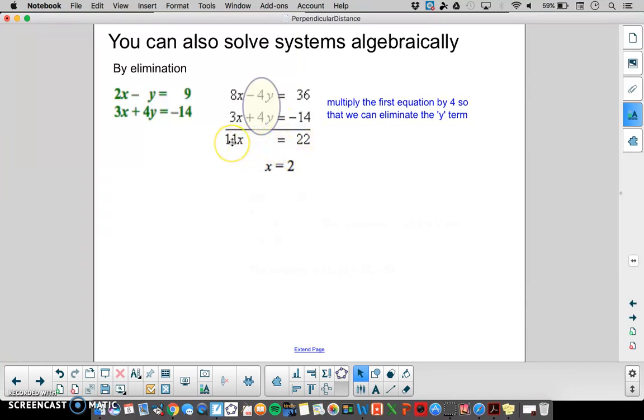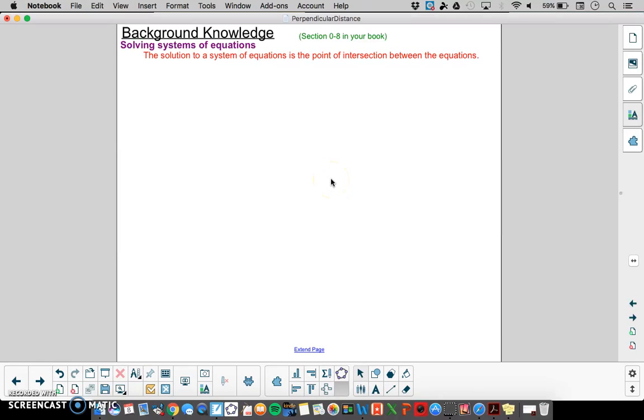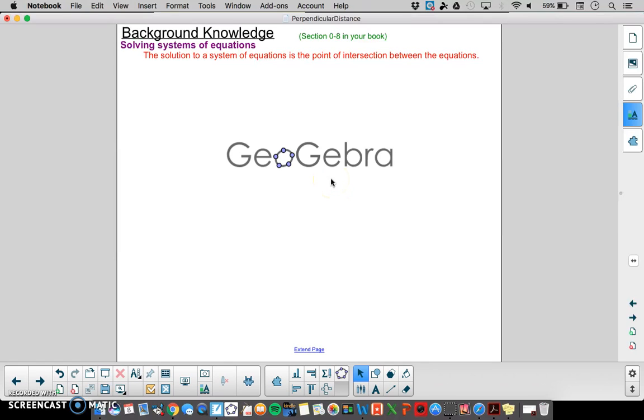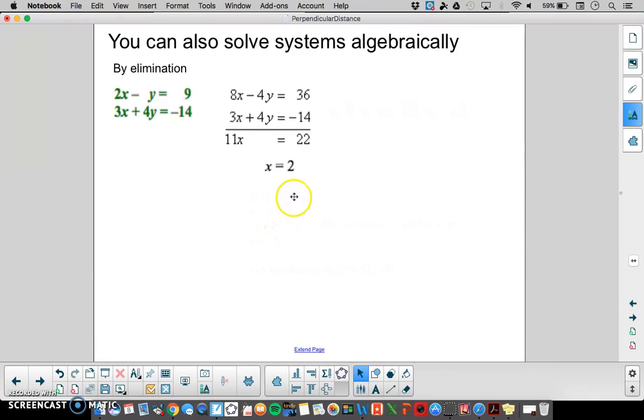And then our only variable left is x, and we get x equals 2. Once we know what x is, we can back substitute to find our y term. So our y is negative 5, and our solution is then (2, -5). Just like when we graphed, our solution was (2, -5) on the graph. So we can find that same solution algebraically.